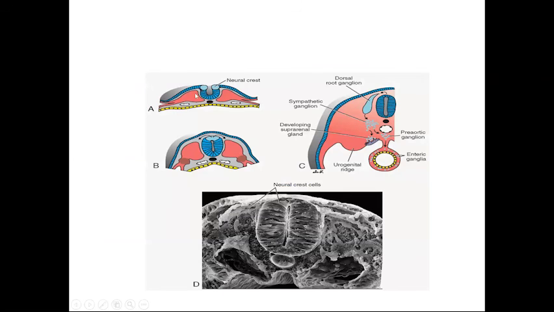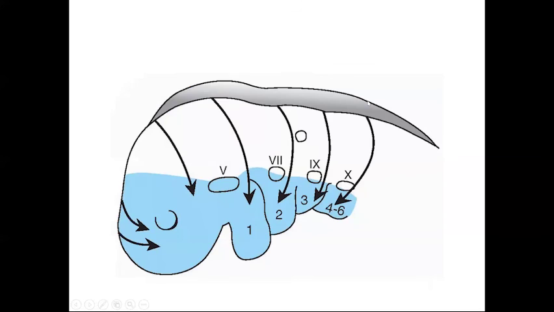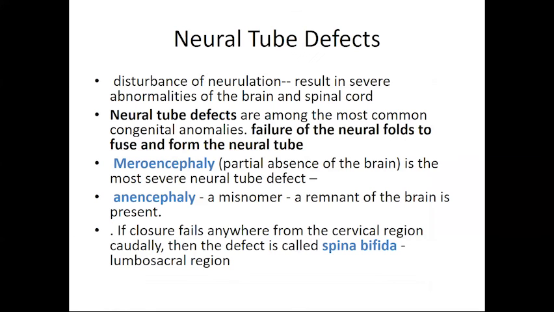And if you see this, this is paraxial mesoderm, intermediate mesoderm, and lateral plate mesoderm. This forms the neural folds. These are the edges. Neural tube is formed. Edges of the neural fold tubes are called the neural crest cells. These neural crest cells migrate onto either side, and this is going to give rise to your dorsal root ganglion. See this? They're going to form the different ganglia for the different pharyngeal arches.